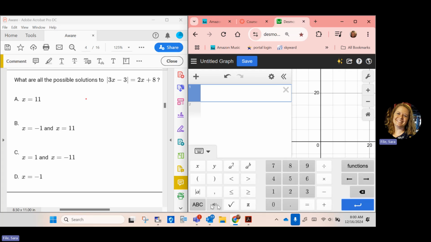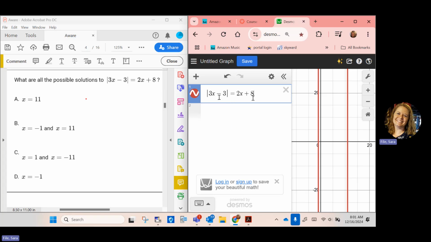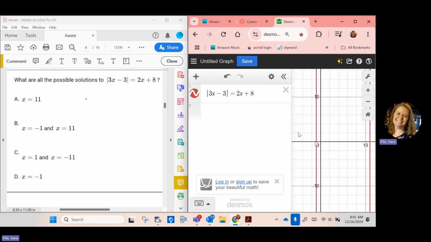So I'm going to do, I need to get my absolute value bars down here. Oops, they were right there. Inside that is 3x minus 3. And that is equal to 2x plus 8. Again, because I've got terms on both the left and the right side, it's not going to actually show me the absolute value function, but it sure will tell me the solutions here where it crosses the x-axis. You can see on your answer choices that looks to be at about -1 and +11.